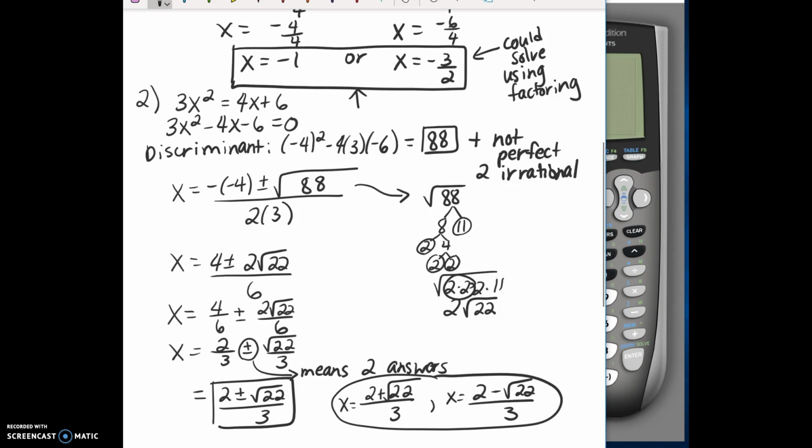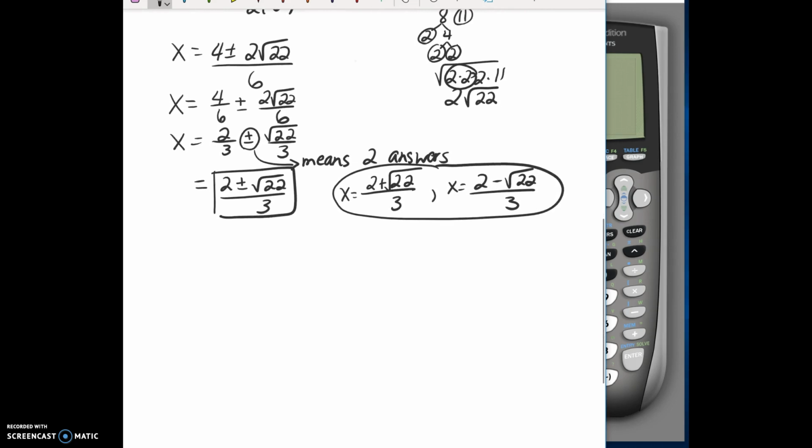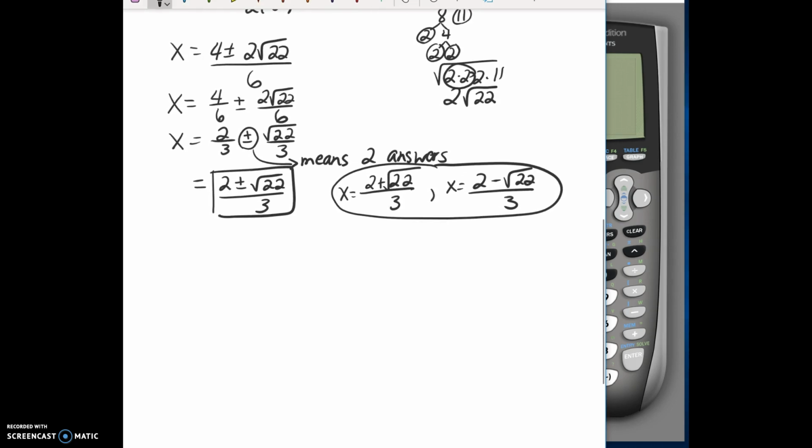All right, we just want to look at a few more examples here, just to see the different scenarios that we could come up with. Our third example is 4x squared equals 8x minus 13. We should get this one equal to 0. So I'm going to subtract 8x from both sides and add 13 to both sides to get it equal to 0.